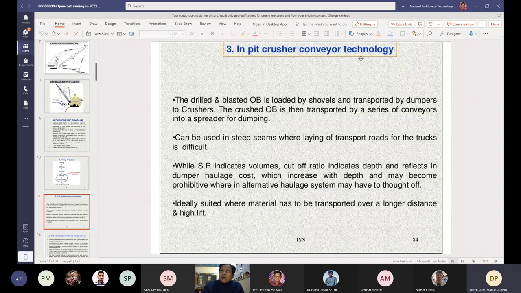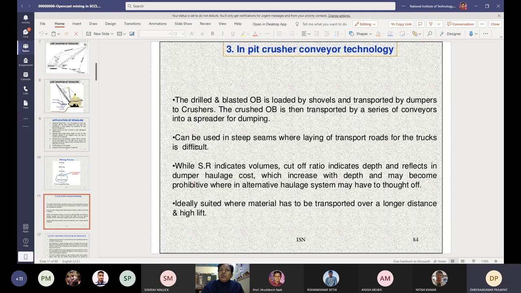So in the case of in-pit crushing technology, you need a drill machine. After that, explosives will be needed for blasting the overburden. After that, a shovel will load the blasted rock into the dumpers. Then the dumpers will transport the material to the crushers, and the crusher will crush the overburden material to the required size. After crushing, it will be loaded onto the conveyors, and the belt conveyors will transport and load it to the spreaders, and the spreader will spread the material in the dumping yard. So this is the process of in-pit crushing and conveying technology.